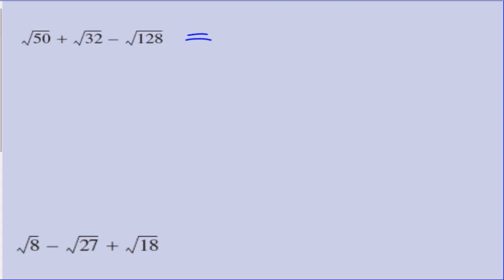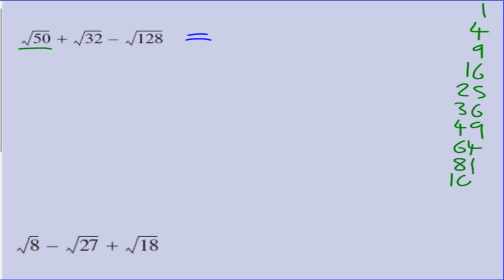So let's have a look. We have the square root of 50. Now what I'm going to do is I'm going to use little side projects and side colours to simplify these surds. We know we can simplify them because they're quite large. Alright, first step for simplifying. We need to write down all those perfect square factors. So 3 squared, 4 squared is 16, 5 squared, 6 squared, 7, 8, 9 squared, and 10 squared.